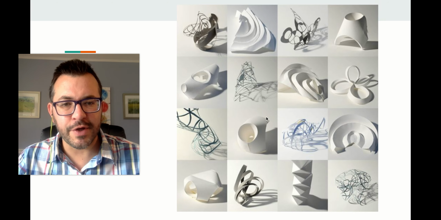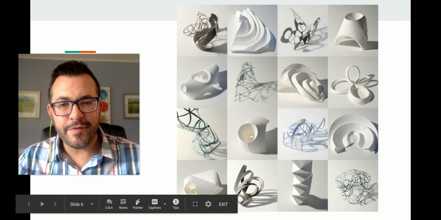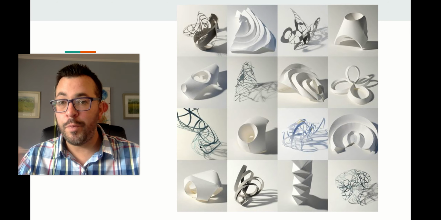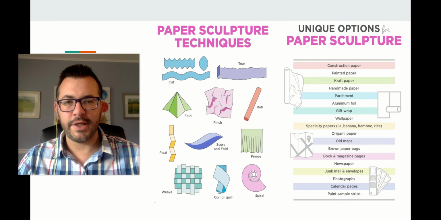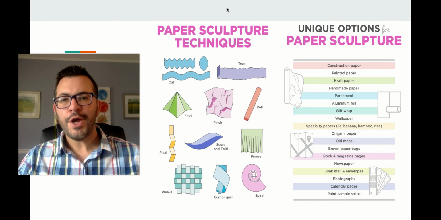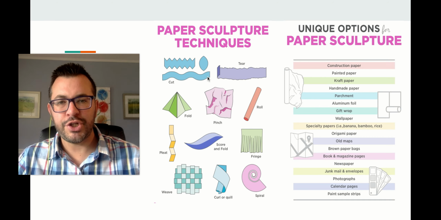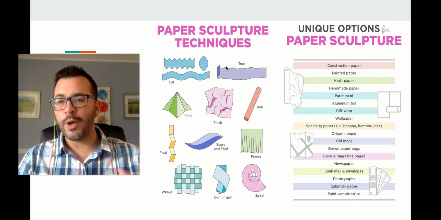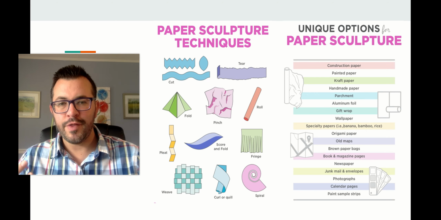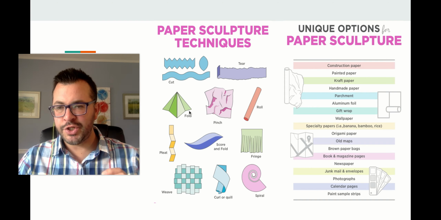You'll notice some of these are very solid looking. Some of them are very thin and open with a lot of cut out areas. Both styles perfectly acceptable and very cool. So here are some different techniques you can use when sculpting with paper. Just cutting out shapes is great. If you want a more organic looking edge, you can tear the paper. Folding it will give you nice crisp edges.